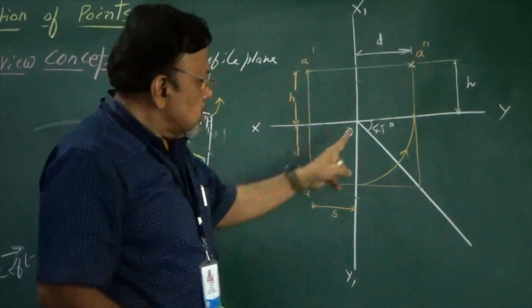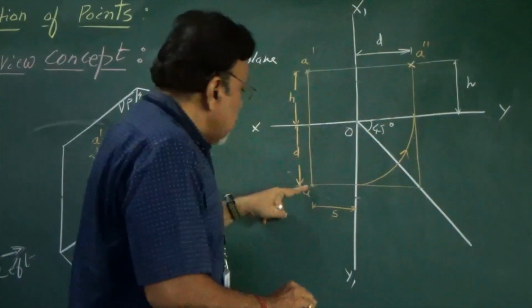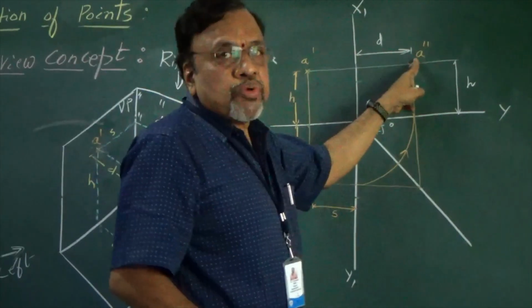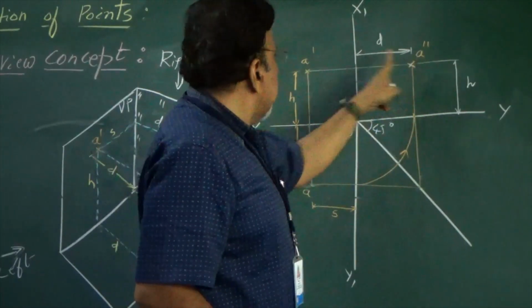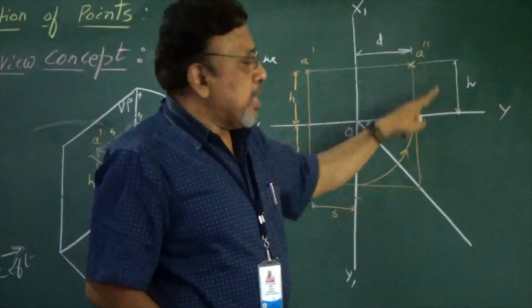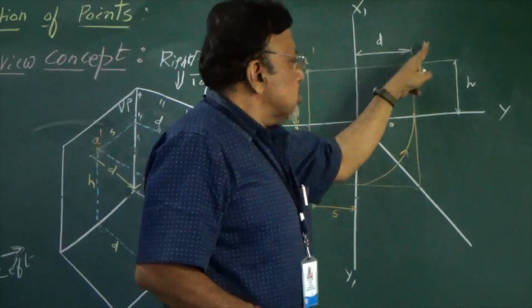The simple solution is, wherever you have the top view, draw this 45 degrees line, then draw a horizontal projector and a vertical projector. This vertical projector intersects with the projector drawn from the front view. That intersection point gives us A double dash, which is the side view point.